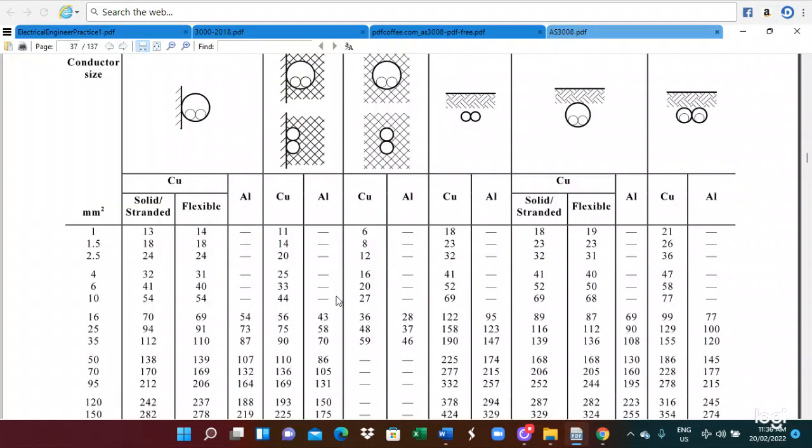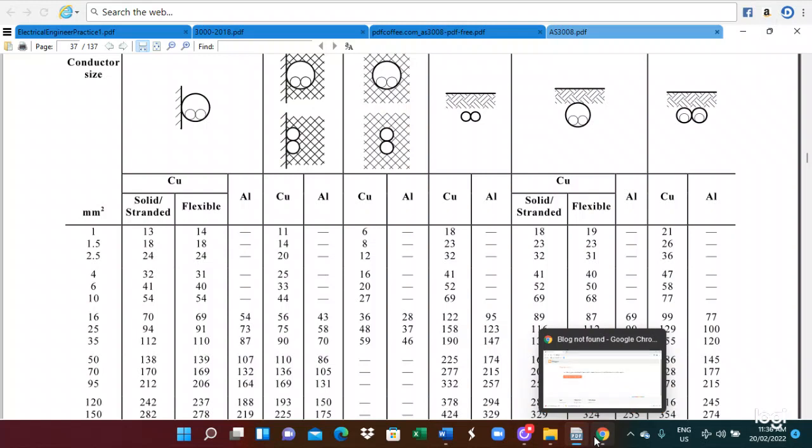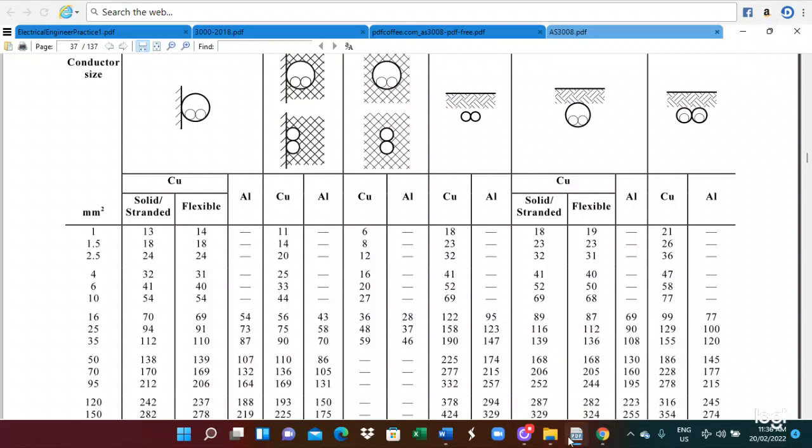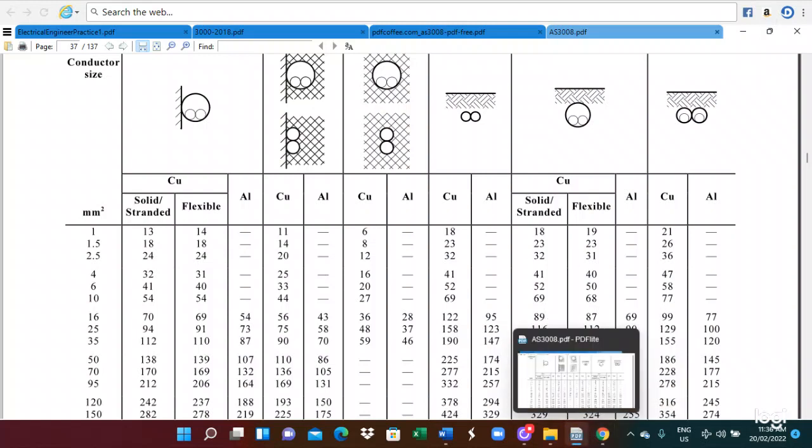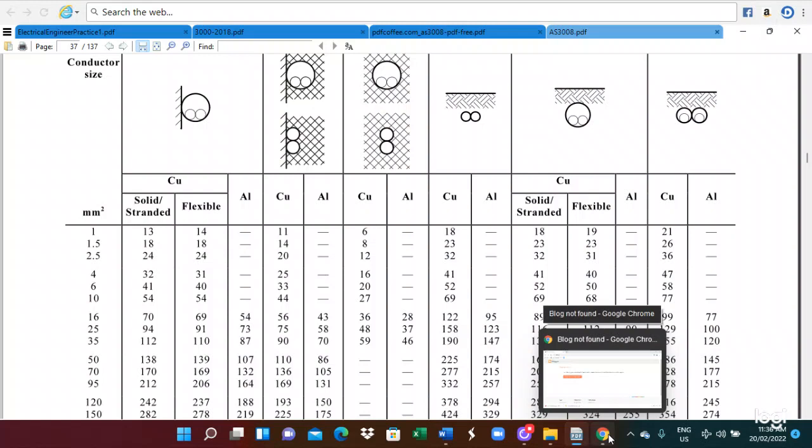So in this lesson, we explain the cable selection as well as the maximum demand calculation, and also the coordination with the protected devices. Okay, this is for the electrical engineer practical.